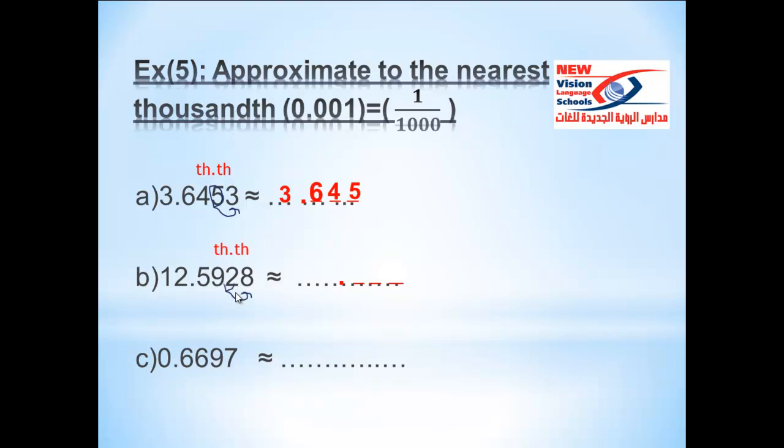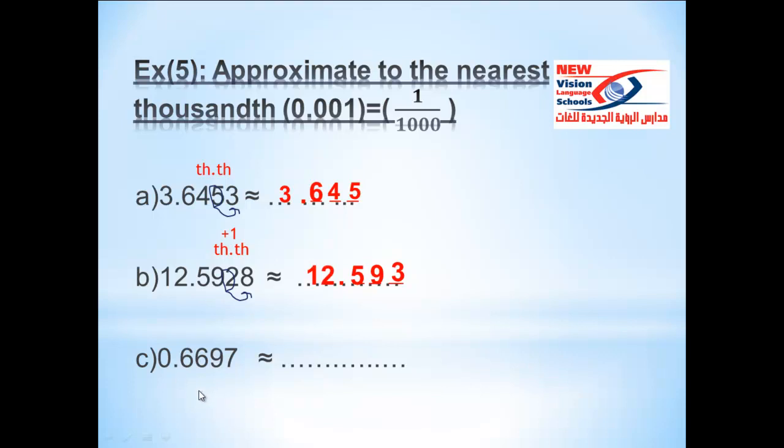Make a circle on it. Look at the right number. 8. Ask 8, are you poor or rich? 8 is rich. Yes, it will give 1 to the thousandths. It gives 1 to 2, up to 2. 1 plus 2 equals 3. And 9 will come down, 5 will come down, and the rest of the number will come down.